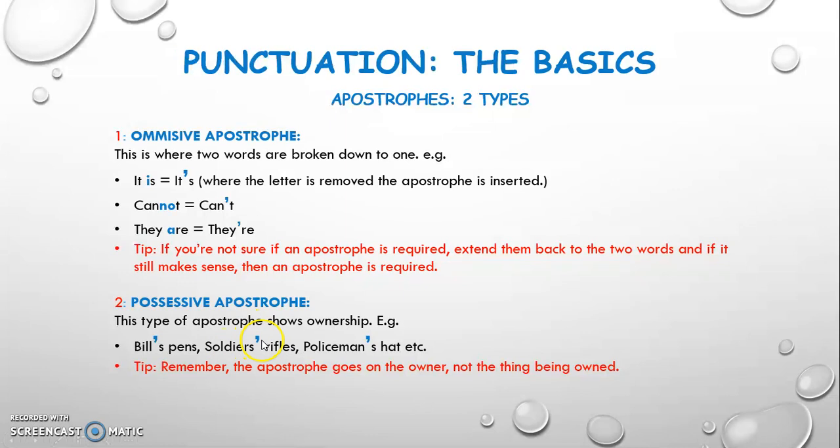This is very little used in modern English, but that is a proper use of the apostrophe when talking in the plural. Back to the singular again. This hat belongs to the policeman, therefore it's the policeman's hat. Remember, the apostrophe goes on the owner, not the thing being owned.